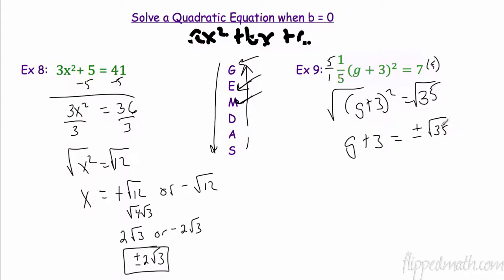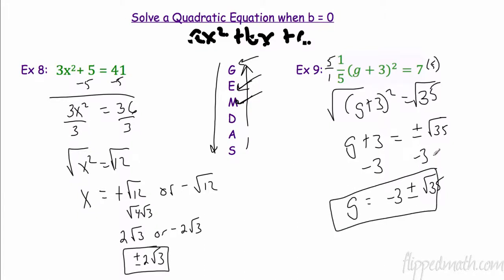Can I simplify 35? Well, it's 7 times 5, and neither of those are perfect, so I'm going to leave it. Now I have the opposite of plus 3 is minus 3. You could put it at the back. For some reason, I like putting it at the front. So it's negative 3 plus or minus the square root of 35.